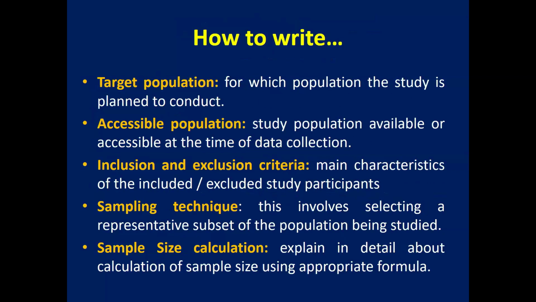Target population, accessible population, I explain with example these things. And now inclusion and exclusion criteria, we have to explain, and these are the main characteristics of the included and excluded study participants. And please, every time in inclusion criteria, we have to mention that the patients or participants who are willing to study or who give informed written consent will be included in our study.